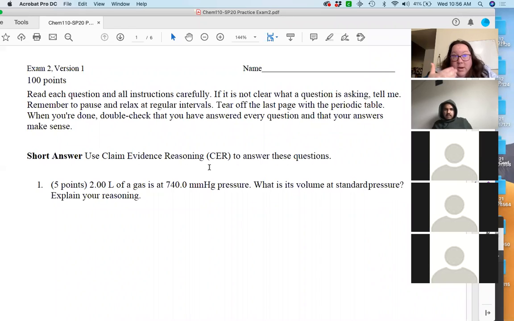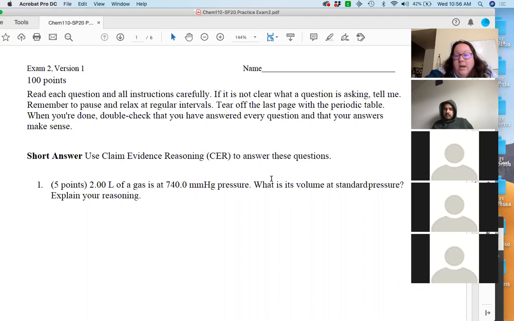You could bullet point your claim evidence reasoning statement. You could write it as 3 short sentences. The goal is not for it to be long. The goal is for you to be able to explain your reasoning or explain your thinking as to how you got to an answer. So your claim is however you would answer this question.